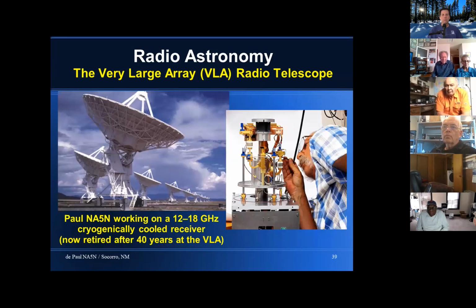By way of, I mentioned at the beginning that Paul worked for the Very Large Array. He actually designed, constructed, and engineered very low noise, very low temperature receivers, cryogenically cooled, as he indicated. And his receivers were primarily monitoring the sun.